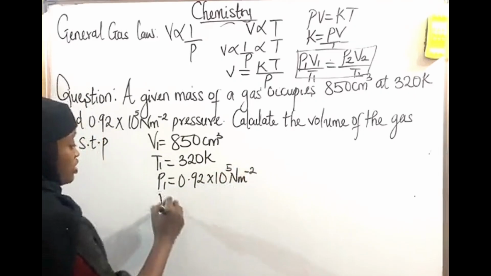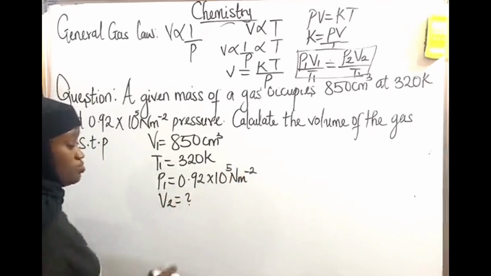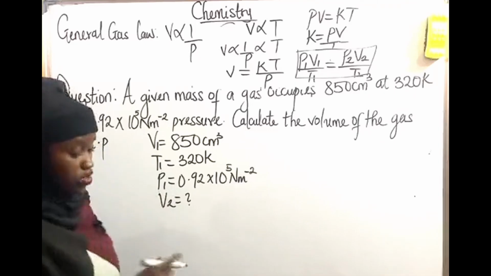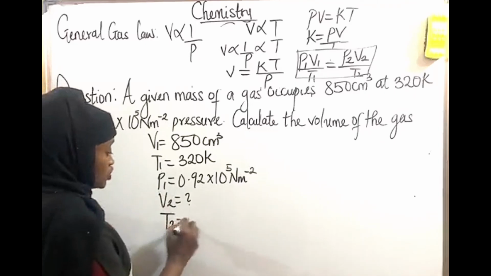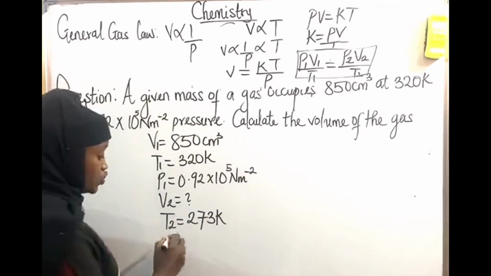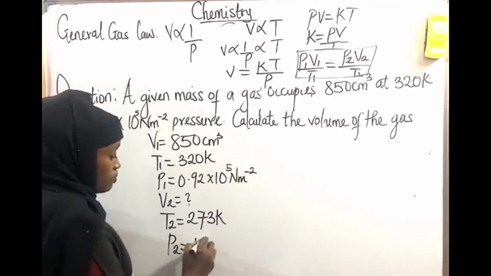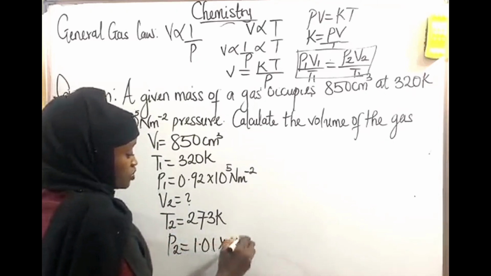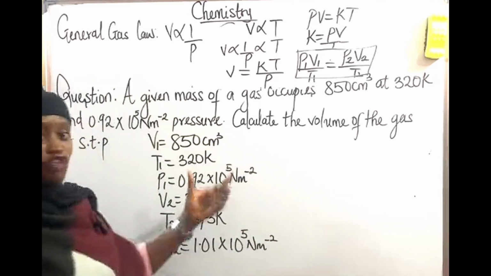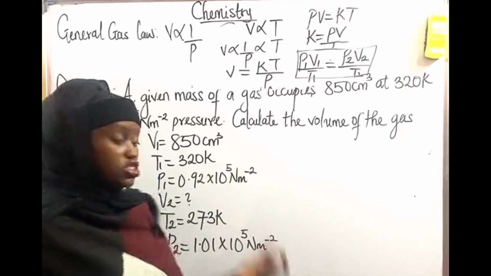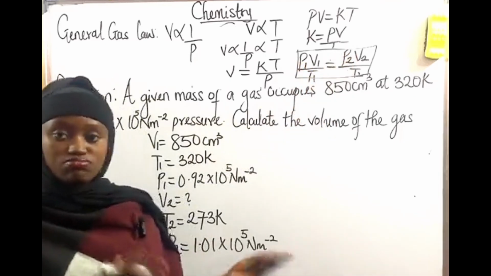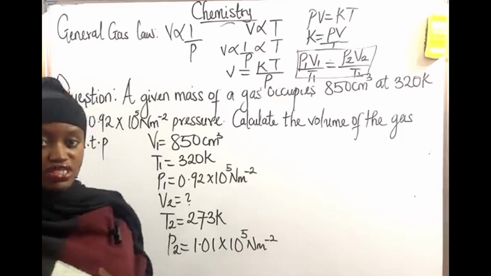So now we have to calculate V2, which is the volume at STP. And at STP, that is standard temperature and pressure, the value for the temperature is 273 Kelvin, while the value for the pressure, that is P2 here, is going to be 1.01 times 10 raised to the power of 5 Newton per meter square. So having all of these parameters, all we need to do is to substitute these parameters into the relation we have up here and make our calculations and get the final correct answer.